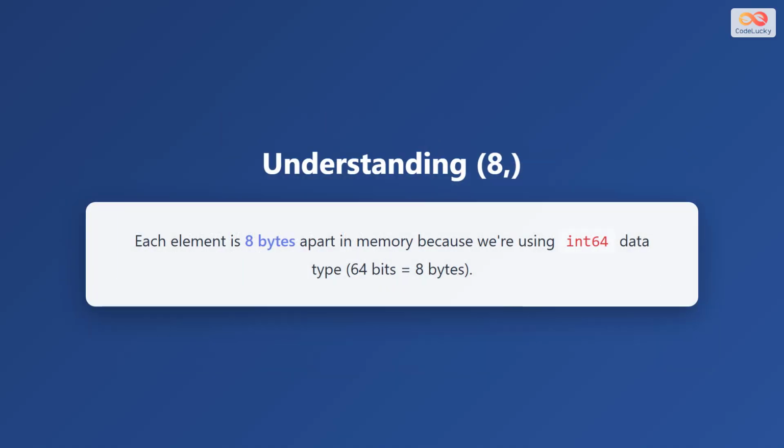The stride value of 8 means that each element is 8 bytes apart in memory. This happens because we're using the int64 data type by default. 64 bits equals 8 bytes. So to move from one element to the next in our array, NumPy jumps exactly 8 bytes forward in memory.